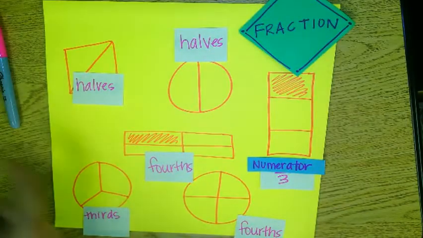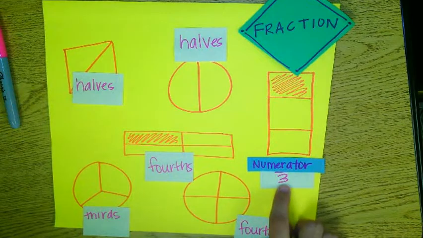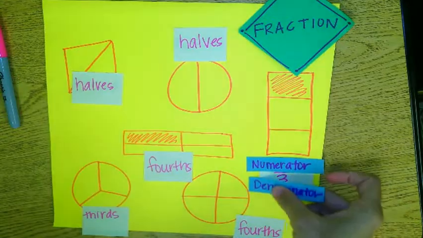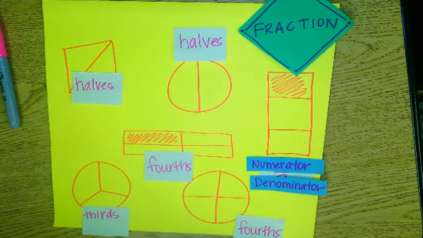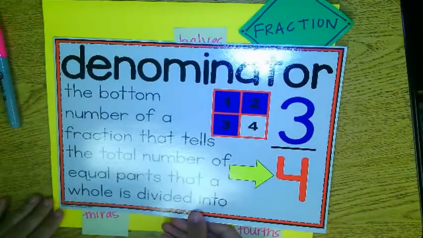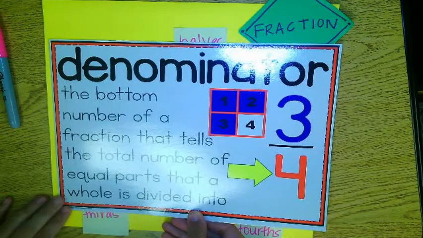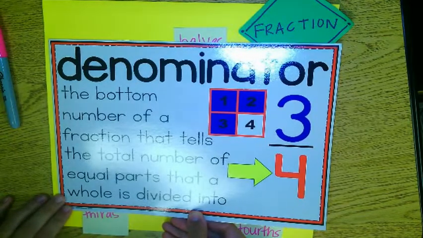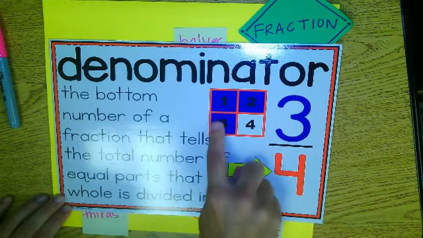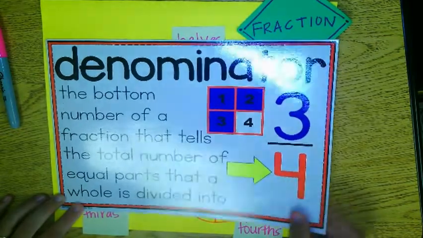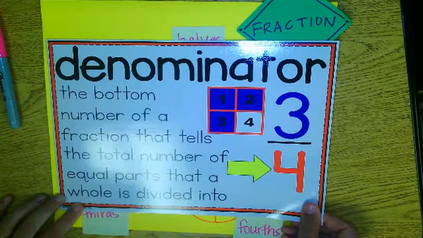Okay? What about this bottom number? What do I call that thing? I think I heard someone say it. That is my denominator. And a denominator is the bottom number of a fraction that tells the whole number of equal parts that a whole is divided into. So back to my square here, I partitioned it into 4 parts. That's my total amount of parts that I partitioned into.